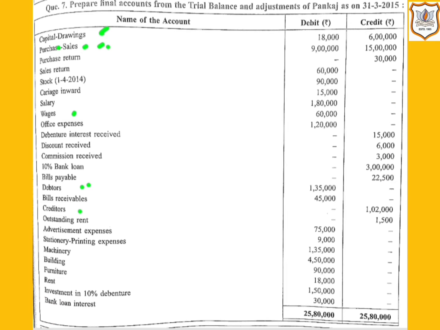Then we have the ninth adjustment, that is labor charges for installation of machine, rupees 7,500, wrongly debited to labor charges. So it will have an effect on wages, so mark wages here, and a second effect will be on machinery. So here we will mark machinery. So in this way we have to mark.